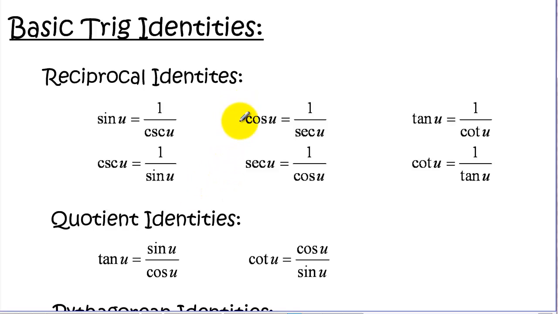In trig, we have a set of basic identities which we will use, either to prove other identities or to simplify expressions. We've talked about some of these earlier in the year. These are called the reciprocal identities. Each of the trig functions has a reciprocal relationship with one of the other trig functions. So cosecant and sine are reciprocals. Cosine and secant are reciprocals, and tangent and cotangent are reciprocals.